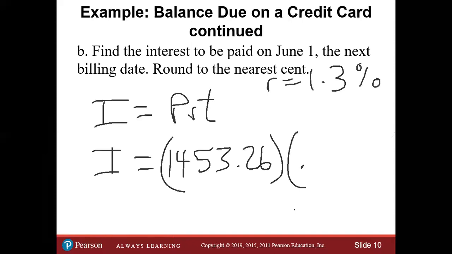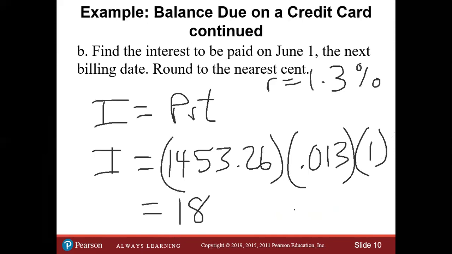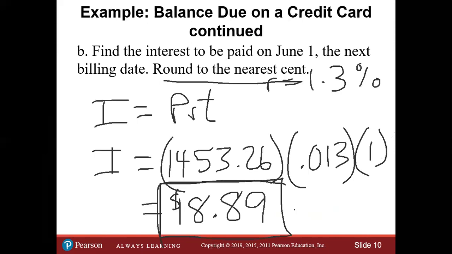So we'll change that to a decimal. And the time, it's always going to be a month. Interest is calculated monthly for monthly statements. So 1 month. And when you plug that into your calculator, it gets us, to the nearest cent, $18.89. So that is our interest.